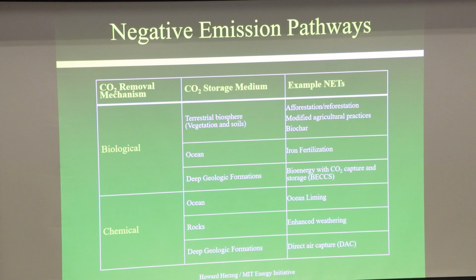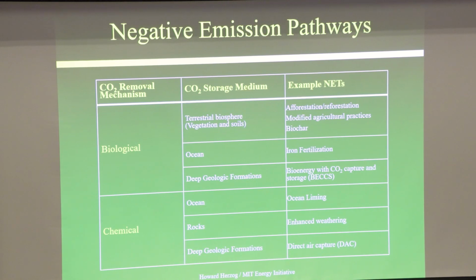So what are these negative emission pathways? People divide them up in many, many different ways. I try to keep it fairly simple. Realize there's two major pathways. We can do biological or chemical, and sometimes people say chemical or geochemical. And the biological one is to take CO2 emissions and put them into the terrestrial biosphere, which means our vegetation, our soils, our trees, and quite a few ways to do that. I just have a few examples here.